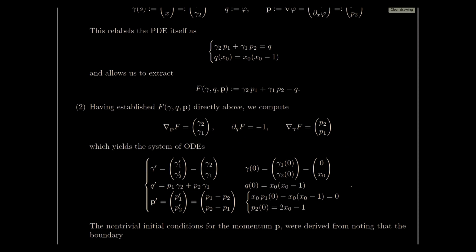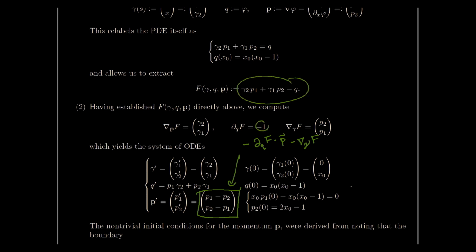Finally, the last step will be p prime. What does p prime look like? It always looks like negative partial q f times p, the vector, minus the gradient in gamma of f. So let's find partial q of f. If I take partial q, I'm getting negative 1. Let's multiply that against p. I end up with negative 1 times p1, p2, minus what is the gradient of f in the gamma variables?